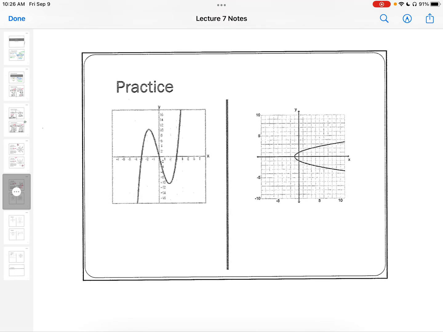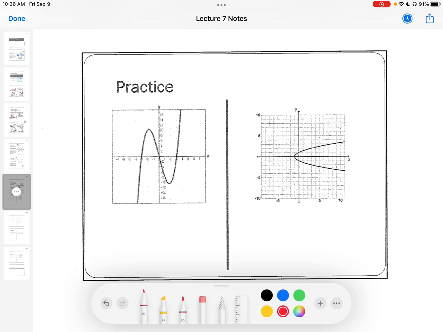Okay, this one over here on the left. Is this symmetric with respect to the x-axis? Well, no. If I flipped this part up, it would not match. So that is not symmetric with respect to the x-axis. Okay. Is it symmetric with respect to the y-axis? If I flip this part over here, does it match up? No, it does not match up.